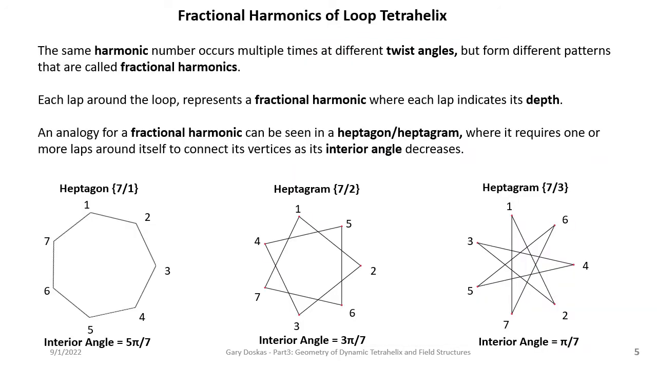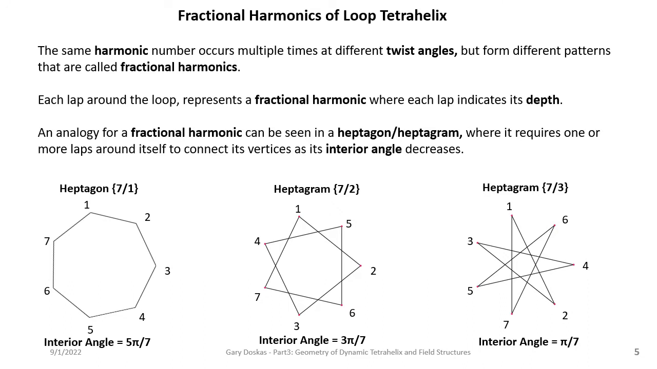Fractional harmonics of loop tetrahelix. The same harmonic number occurs multiple times at different twist angles, but forms different patterns that are called fractional harmonics. Each lap around the loop represents a fractional harmonic where each lap indicates its depth.